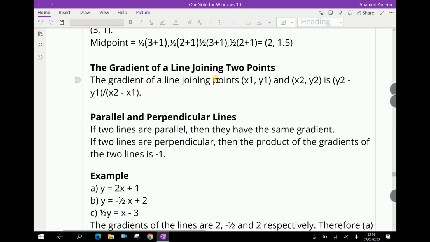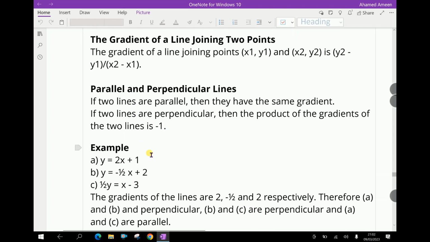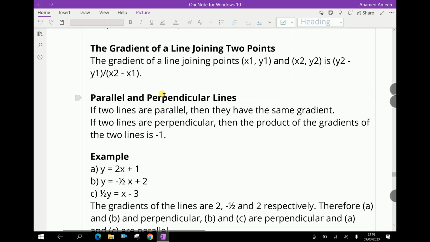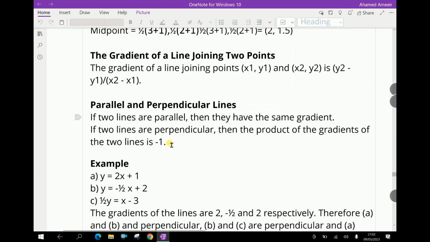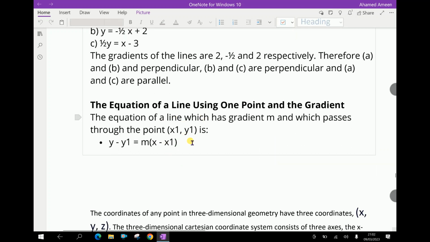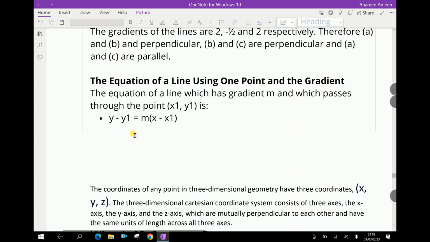Gradient of a line joining 2 points. The gradient of the line joining 2 points (x1, y1) and (x2, y2) is (y2 minus y1) over (x2 minus x1). If two lines are perpendicular, the product of the gradients is minus 1. The equation of the straight line is y minus y1 equals m into (x minus x1).